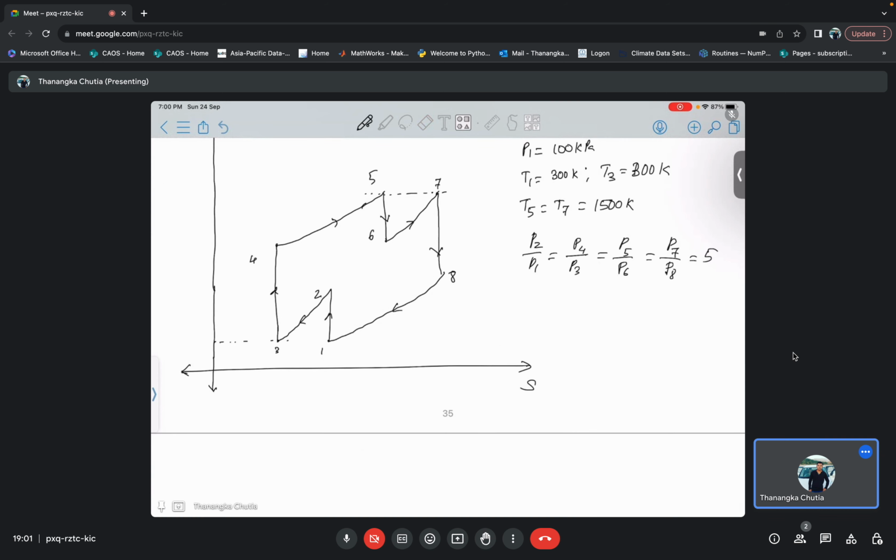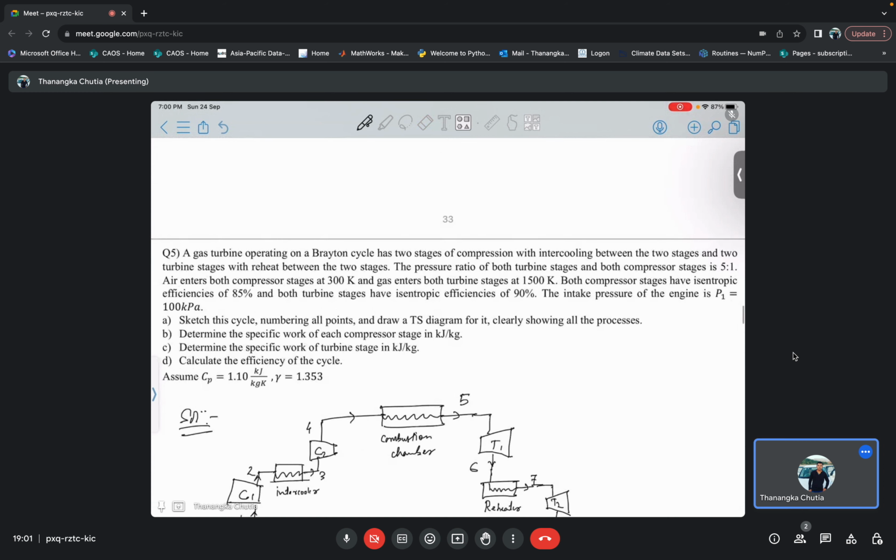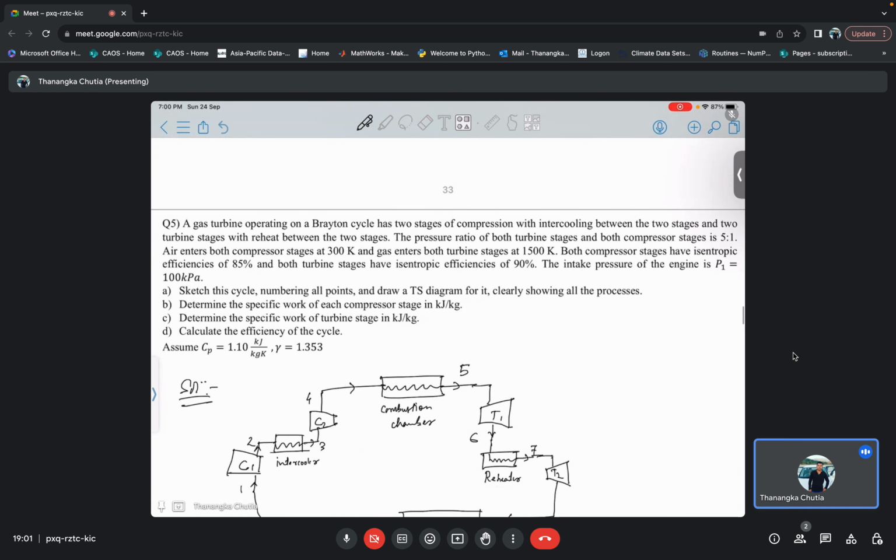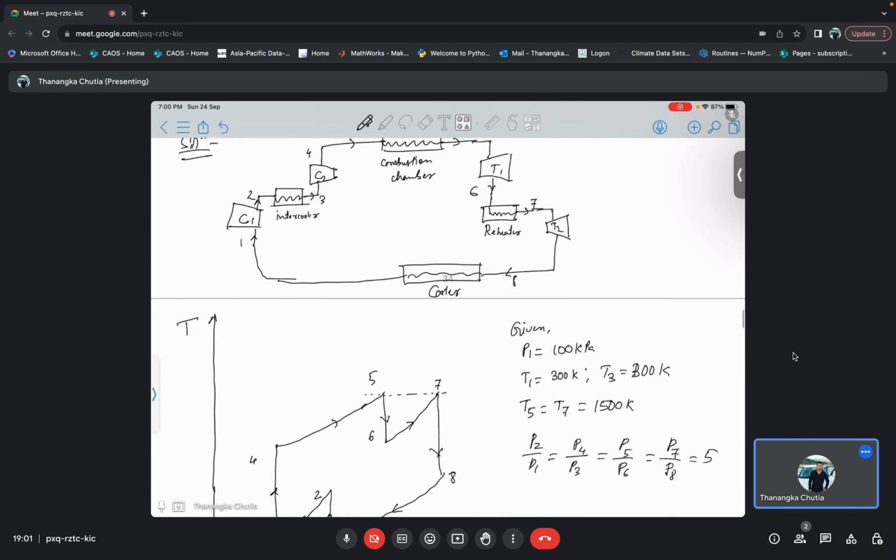So from here we have to calculate the specific work at each compressor stage, then determine the specific work, and also we have to calculate the efficiencies.